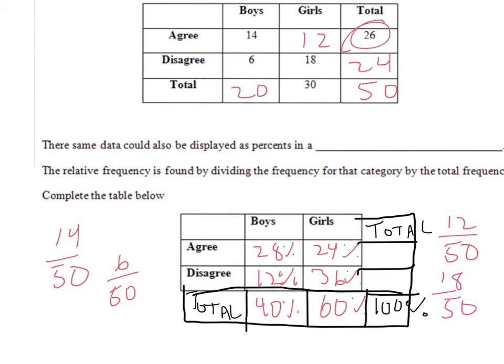I'm going to add these two together here and get 52%. And then 12 and 36 is 48%. And we got to make sure everything adds up nice and neatly. And it does, because 52 plus 48 will give me 100.